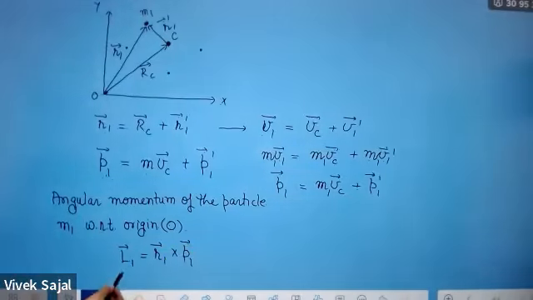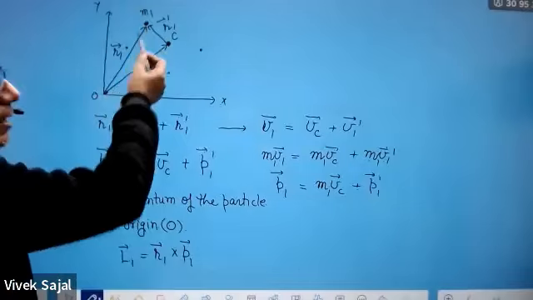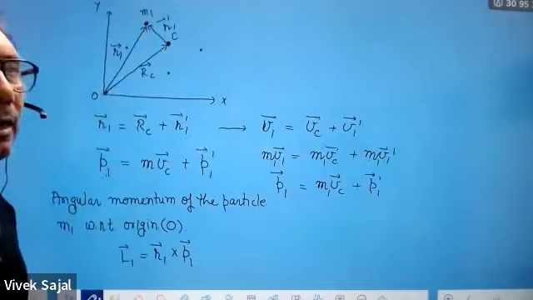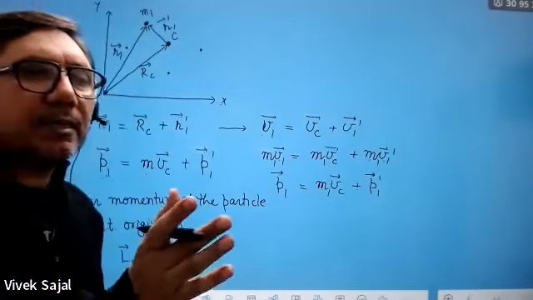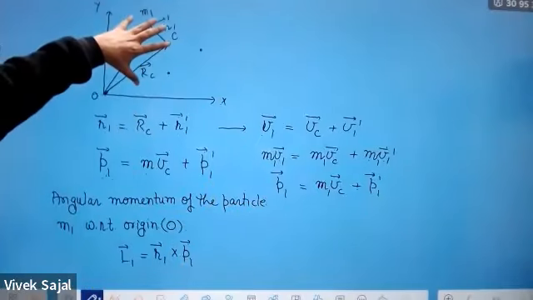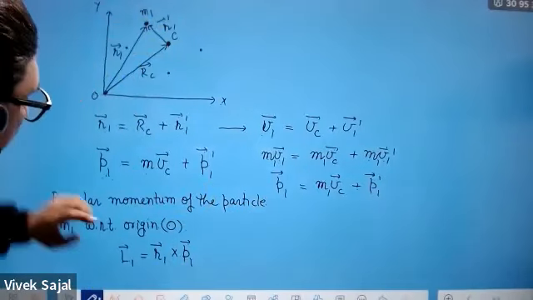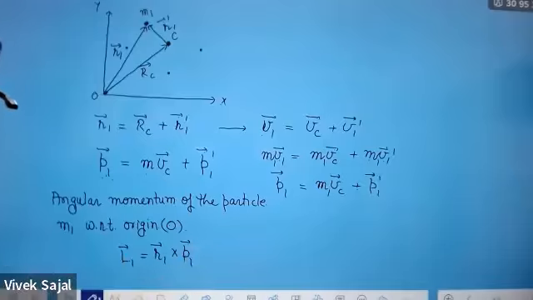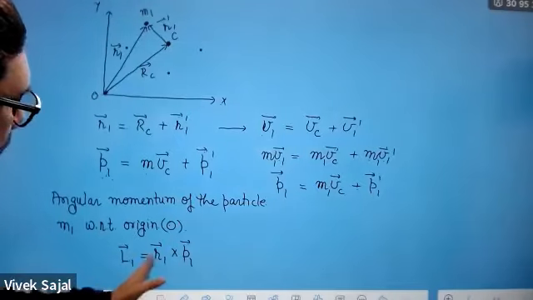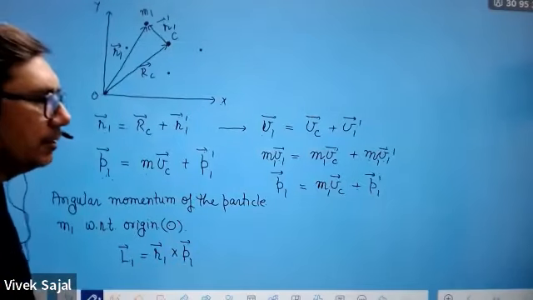So this is the angular momentum of a single particle about this point O. And if I ask you what will be the angular momentum of this complete system about this point O, then you have to apply the sigma over here.